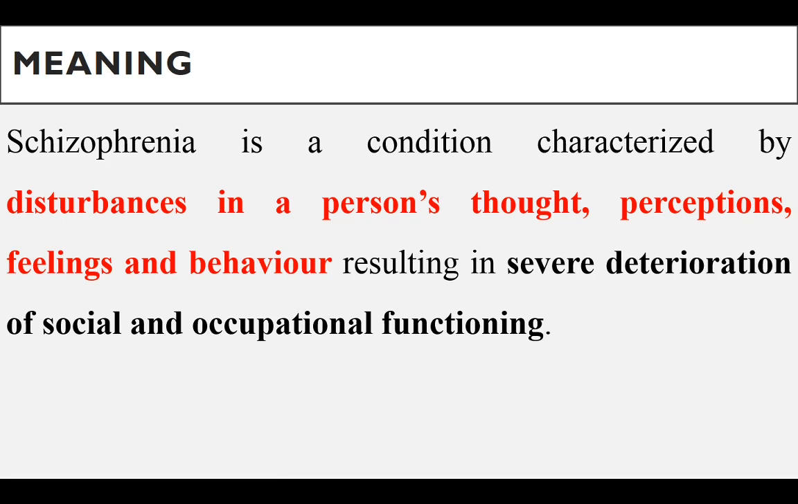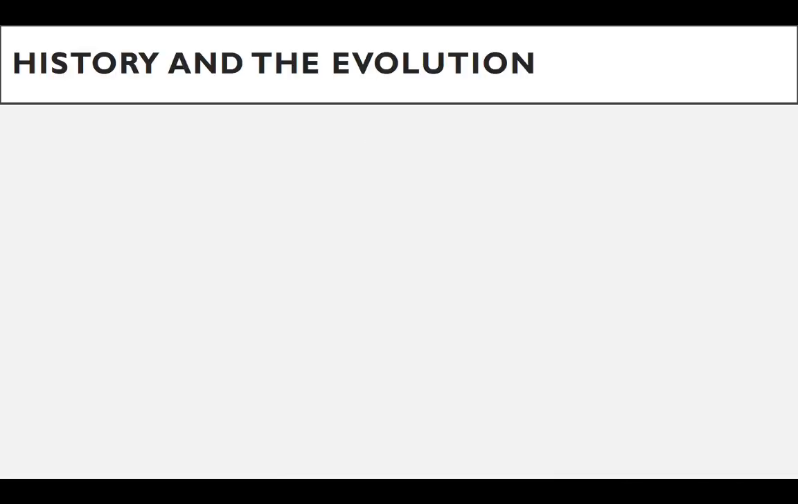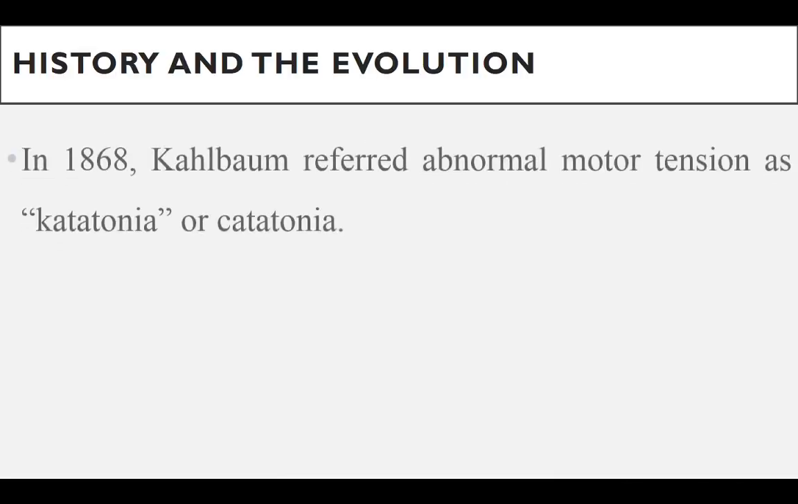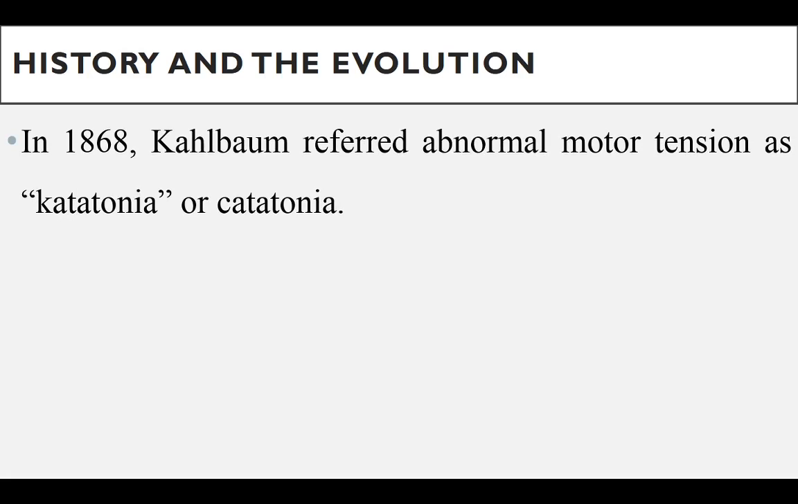So when it brings marked disturbances in the person's thoughts, perception, feelings and behavior, and remember, schizophrenia is not a neurotic disorder, it is a psychotic disorder. We have discussed extensively the difference between psychosis and neurosis. Now let's proceed. Okay, now what is the history and evolution? In 1868, the history and evolution of schizophrenia, we'll just see in brief.